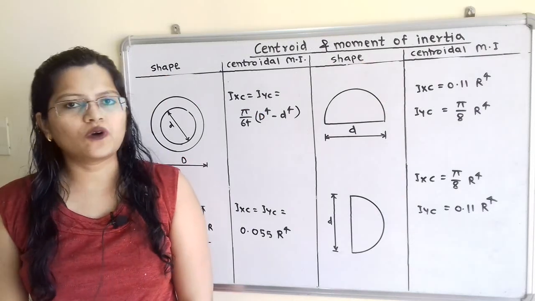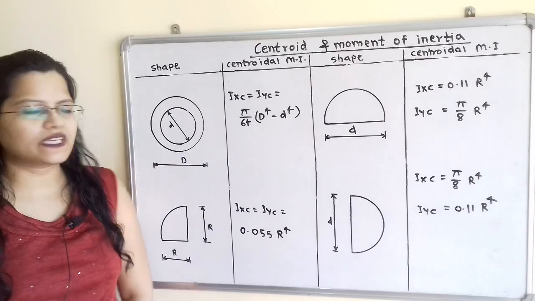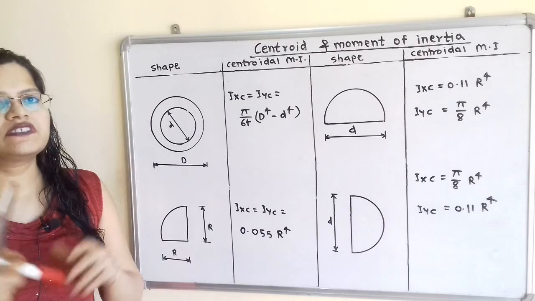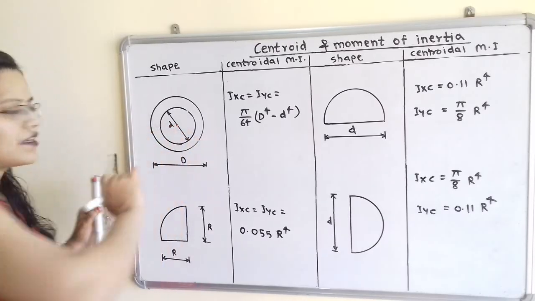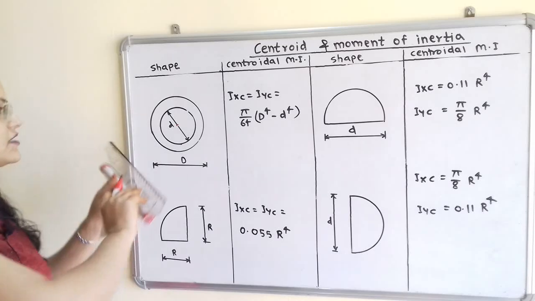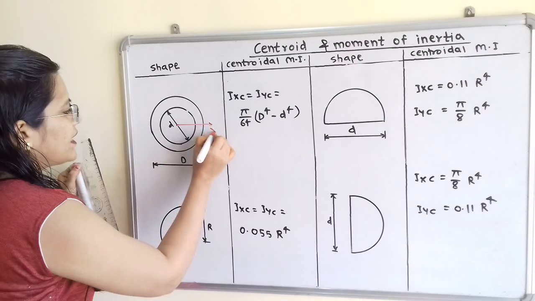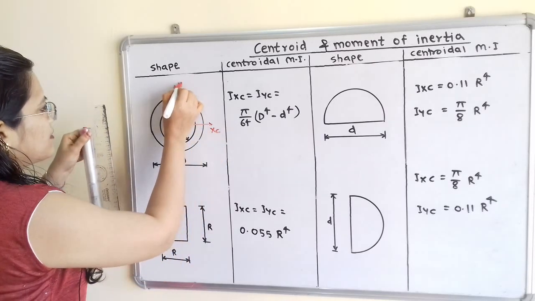Next shape is hollow circle. For larger circle diameter is capital D and for smaller circle diameter is small d. Now its centroid is the center point of these two concentric circles. Now we will show the axis passing through the centroid. So this horizontal axis is Xc and this vertical axis is Yc.